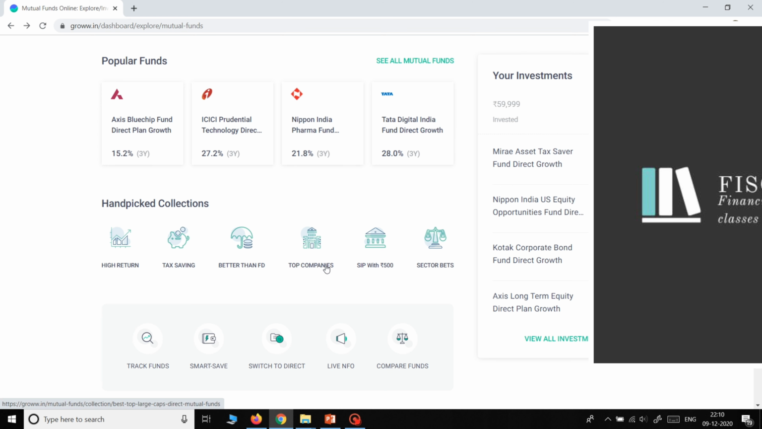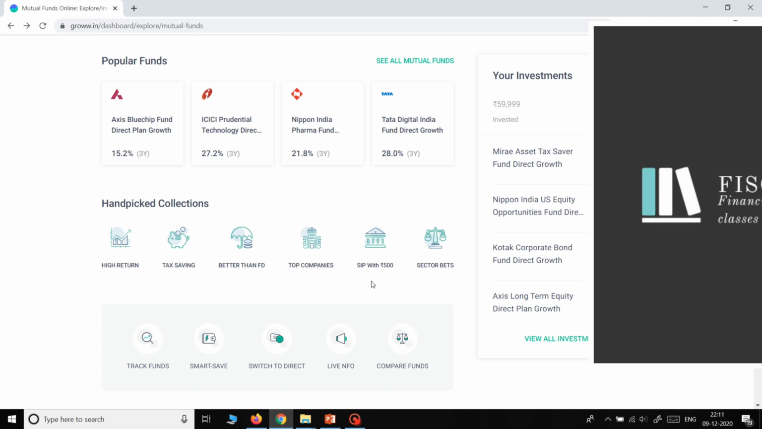The fourth is top companies, just like large cap funds. If you want to invest in large caps, you will go to this collection. Then there is SIP. SIP is systematic investment plan. These two you can see here also, Nippon India and Kotak corporate bond. These are also my two SIPs where I invest 1000 rupees per month and I earn, you can see the return here. Similarly, you can start investing with just 500 per month. These are some examples of the funds in this collection.